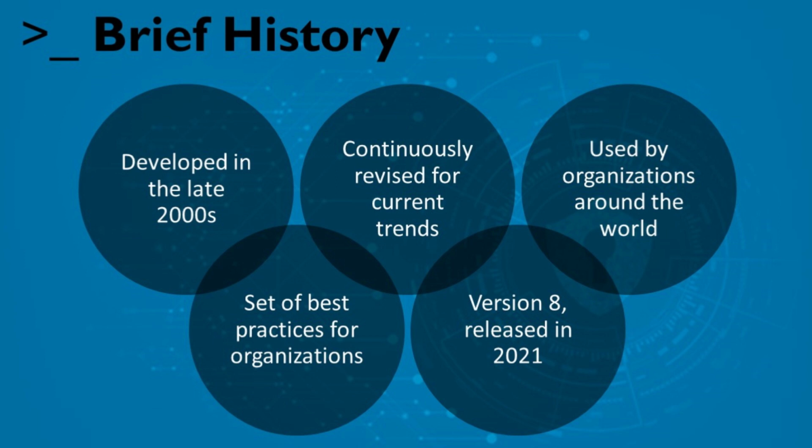So, the CIS controls were developed in 2008 by various organizations, government agencies, and industry professionals. The controls were initially developed in response to the increasing number and sophistication of cyber attacks. The goal was to create a best practice that organizations could implement to improve their cybersecurity posture. The CIS controls have been updated several times since they were first released, and the most recent iteration, version 8, is being leveraged by organizations around the world. And as of May 2021, has been downloaded more than 200,000 times.